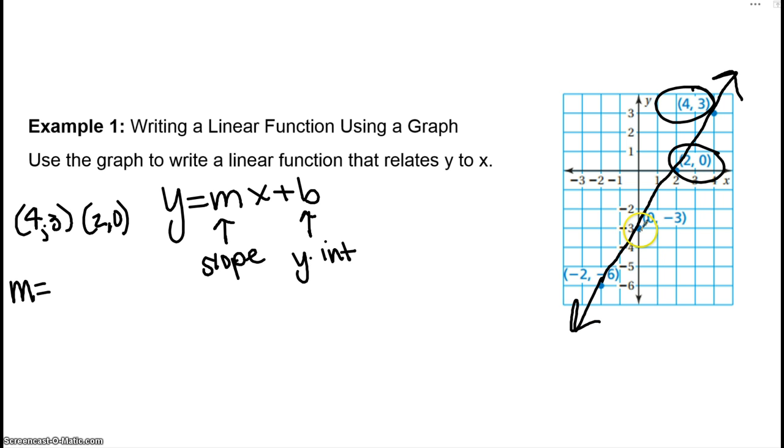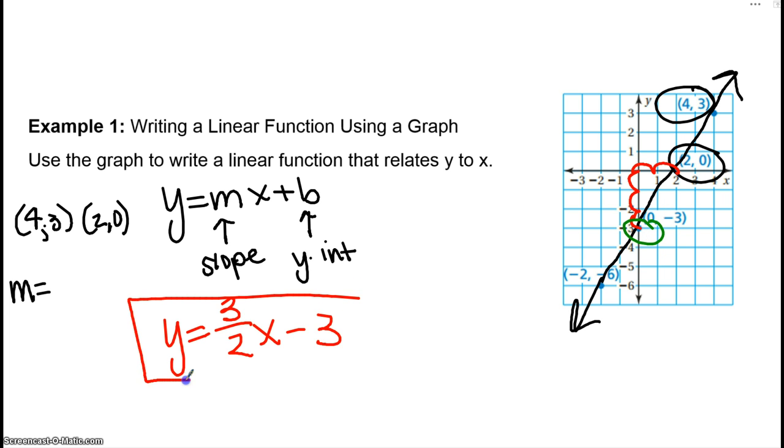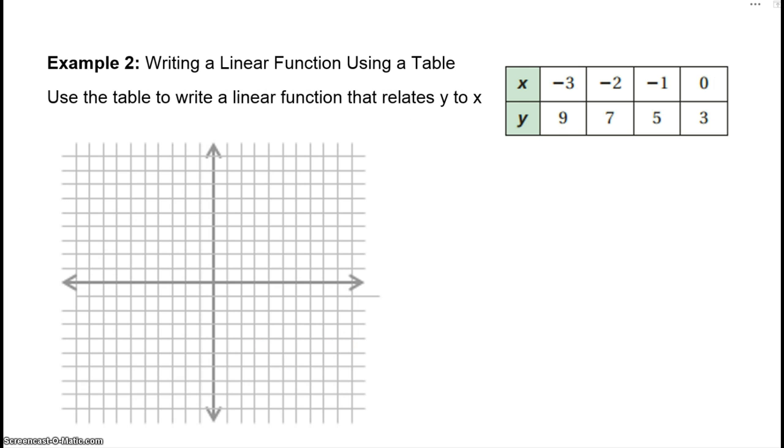All you really have to do is rise and run to find the slope. I'm picking any two points. I am rising 1, 2, 3, and I am running 2, which makes my slope 3/2. Then I look for where the graph crosses the y-axis, and it crosses at (0, -3). So it's going to be y = 3/2 x - 3, and that would be my function.